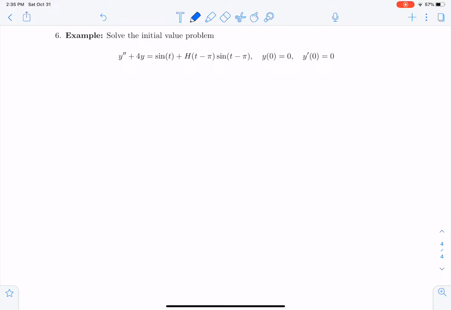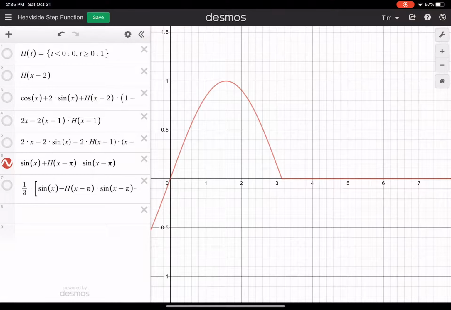Our final example is y double prime plus 4y is equal to sine of t plus h of t minus pi times sine of t minus pi. Let's look at what that function looks like. Here in Desmos, it says sine of x plus h of x minus pi times sine of x minus pi. You can see essentially we have sine of x between 0 and pi. And then the effect of the h of x minus pi, sine of x minus pi, is to turn off that sine of x. And then we're going to have just 0 after x equals pi.